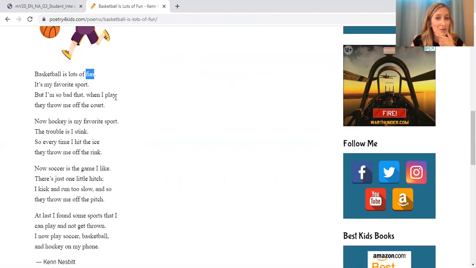And is there a word that rhymes with fun? No. Oftentimes the first line and the third line have rhyming words like fun and play. So if the first line and the third line don't rhyme in each stanza, what are the two lines that do rhyme? I see sport, that's in line 2, and court.